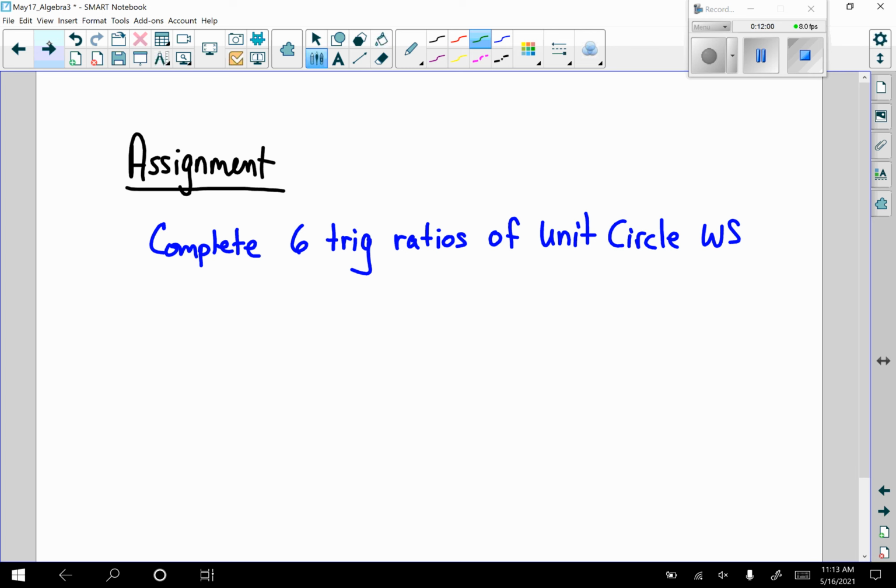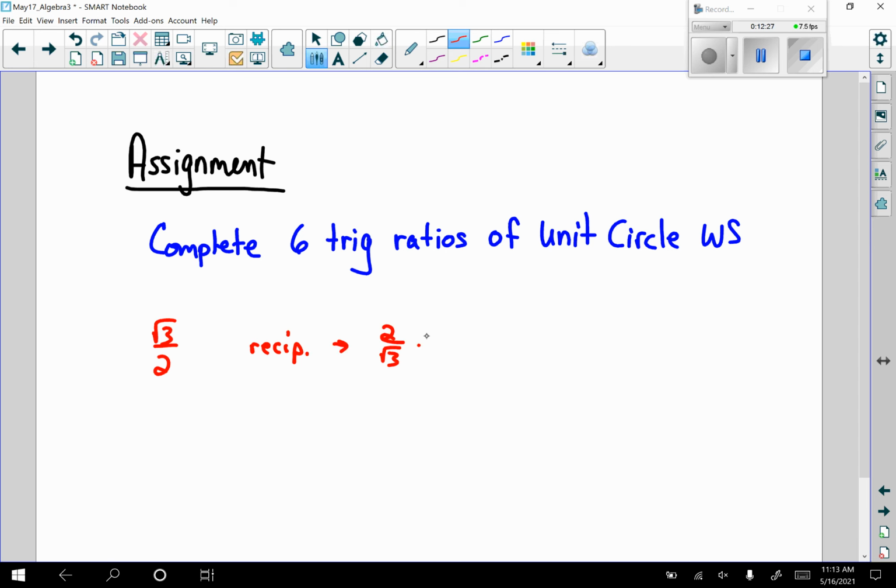Then what you want to do, and if you need to show work on a separate sheet of paper, that's fine, but you'll have sine theta, so you'll have sine of all of those degree or radian measures to fill in. Then you'll have cosine, tangent. Once you have those three, simply take the reciprocals of them. Let's say we had that radical 3 over 2. The reciprocal is 2 over radical 3.